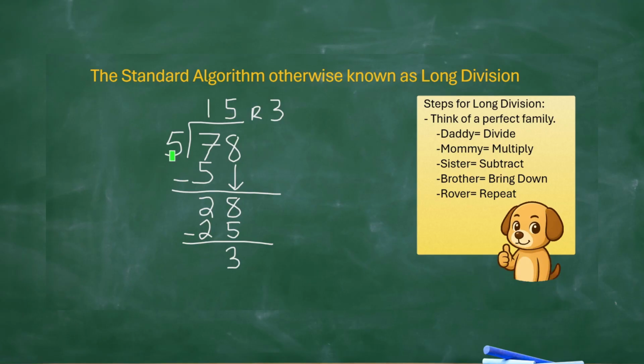So step 1, how many 5s can I pull out of 7? The answer is 1. So that's the divide stage. Next, we would multiply 5 and 1 to get 5. Next is the subtract stage, which gets us 2. And then the bring down stage, which gets us 28. At this point, we do Rover, which is repeat.